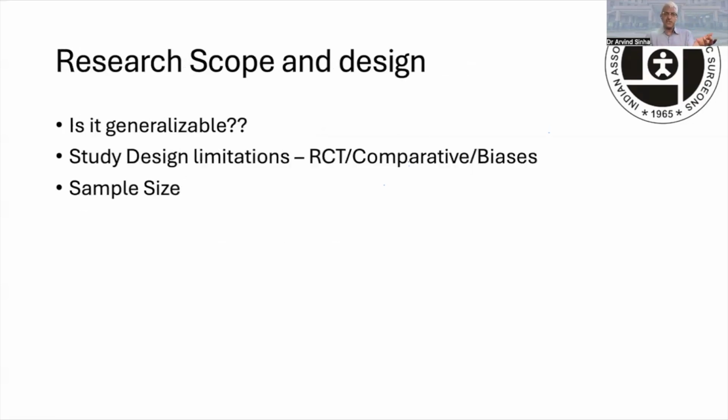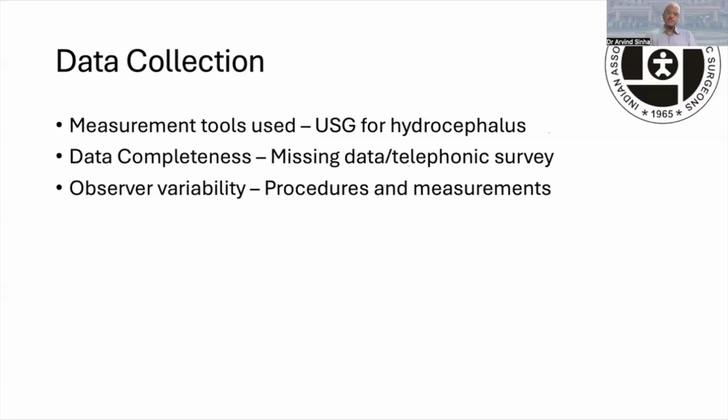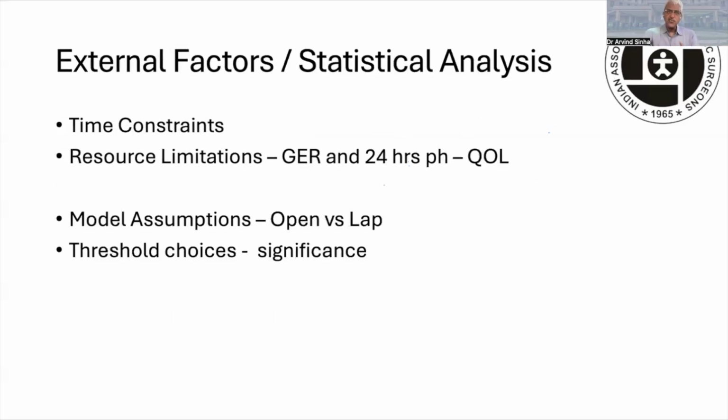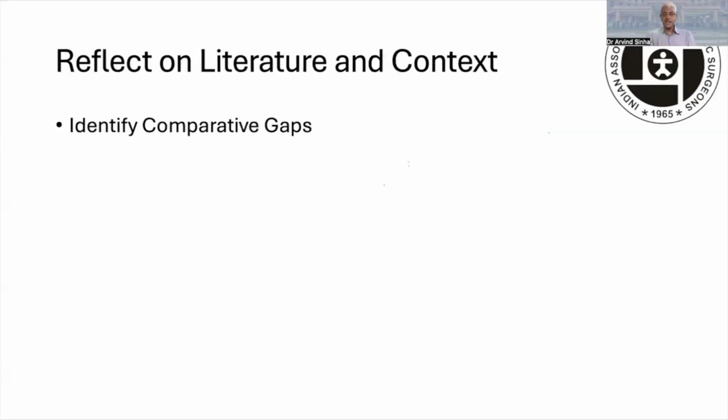So in research scope, whether it's generalizable; the study design, RCT, comparative biases, sample size; measurement tools used, ultrasound, data completeness, observer variability, those can be used for identifying limitations. External factors or statistical analysis: whether there are time constraints, resource limitations, any assumptions that you had, or threshold choices, and all that can be used as external factors to identify limitations. And for literature, further comparative gaps in literature that you can identify could be used for your limitation section.